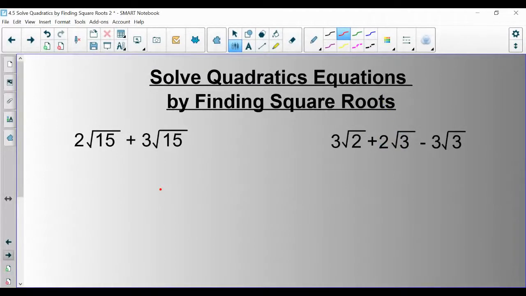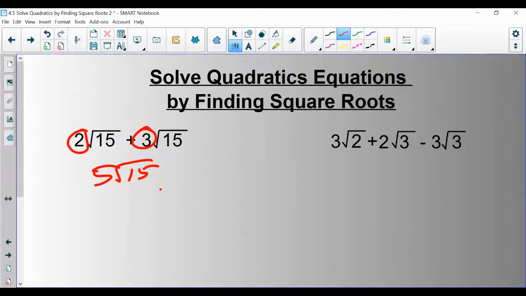So, problems like this will probably be pretty simple then. 2 root 15s plus 3 root 15s, you would take the coefficients and you could add those and you would have 5 root 15s, right? The root is staying the exact same, but you're adding or subtracting the coefficients.